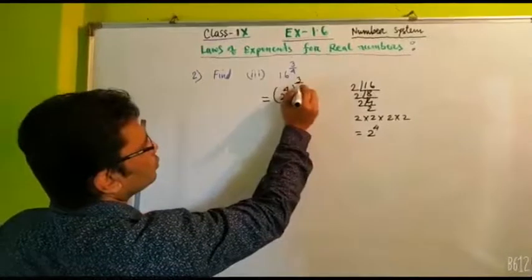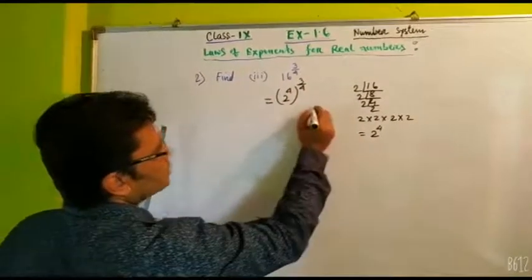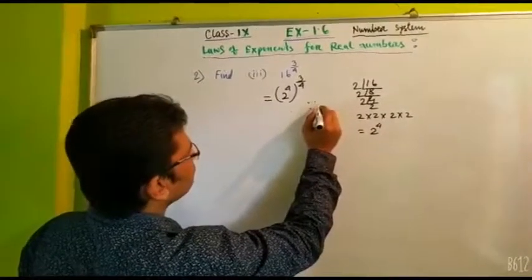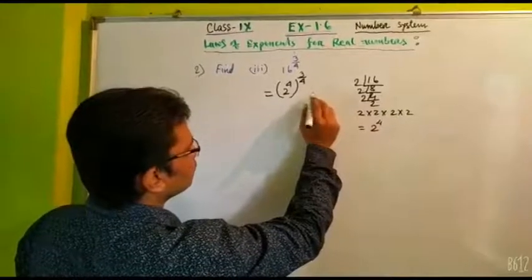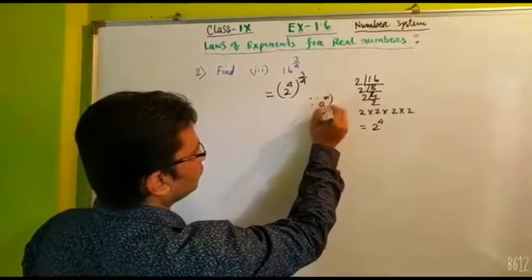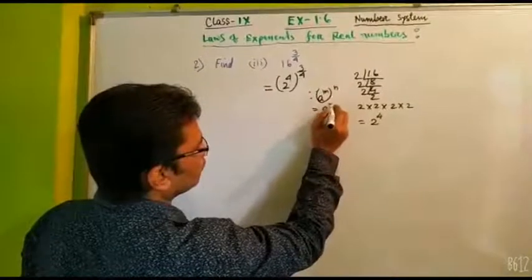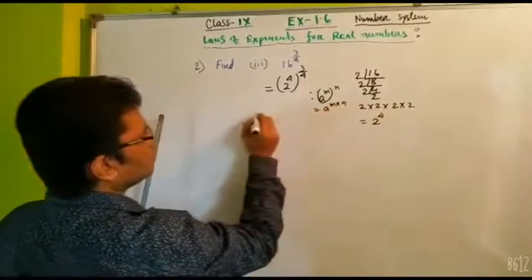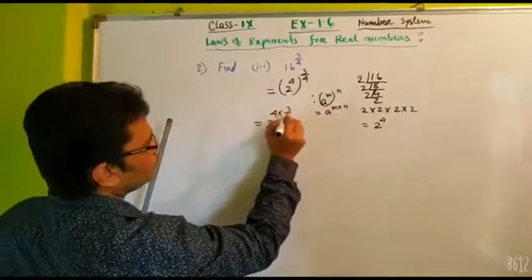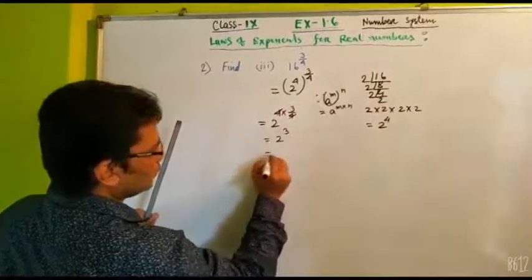Here, what is the property, the laws of exponents of real numbers: (a to the power m) whole to the power n is a to the power m into n. Similarly, we can write here 2 to the power 4 into 3 by 4. Here the 4s cancel, we will get 2 to the power 3, that is 2 into 2 into 2, which is equal to 8.